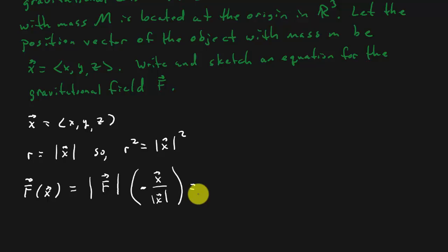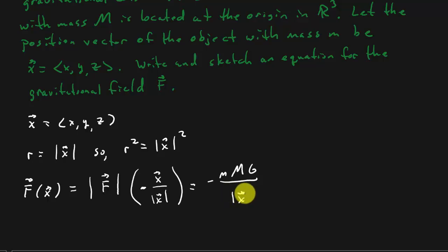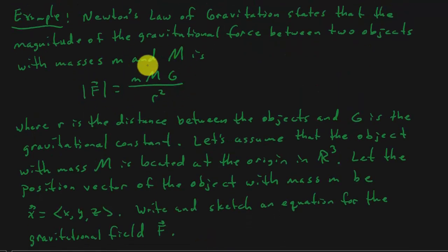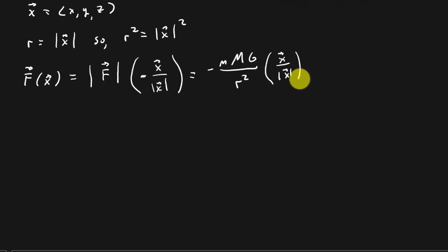And so this would be what? Well, what's F? That's going to be negative M times m g over the magnitude of x, over the magnitude of r squared, times the unit vector. All right, so the negative that was here, I just moved it out in front. And this right here is coming from this. Okay, that's F.